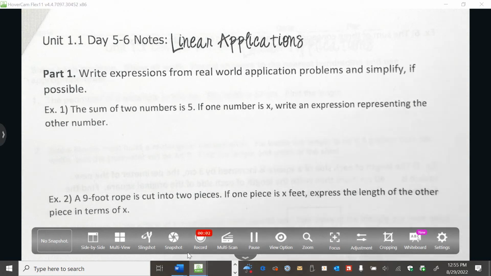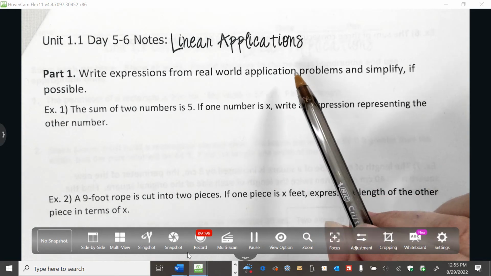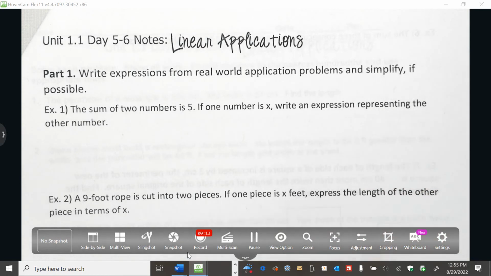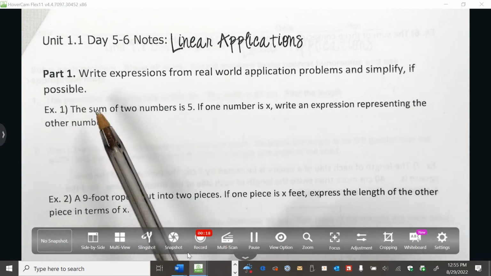Okay, so we're doing linear application. Application just means it applies to real life. Okay, that's all it is. So some of this is real life-ish and some of it is not, but you know, it is what it is. So it says write expressions from real-world application problems and simplify if possible.